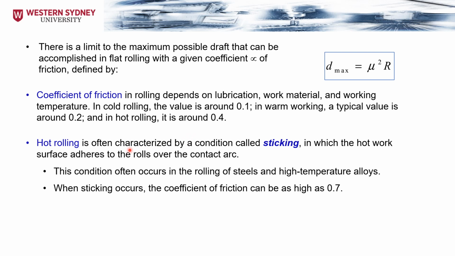Hot rolling is usually characterized by a condition called sticking. There is sticking between the part and the rollers, in which the hot work surface adheres to the rolls over the contact arc. This condition often occurs in the rolling of steel and high-temperature alloys. When sticking occurs, the coefficient of friction can be as high as 0.7. So just imagine how much force is going to be required to rotate the rolls during the process.